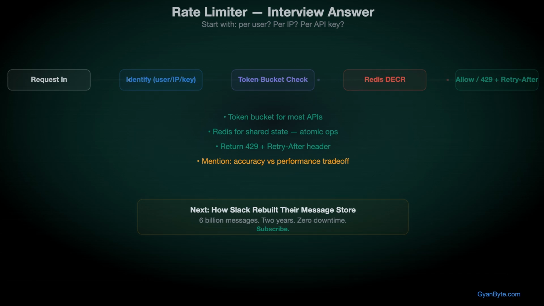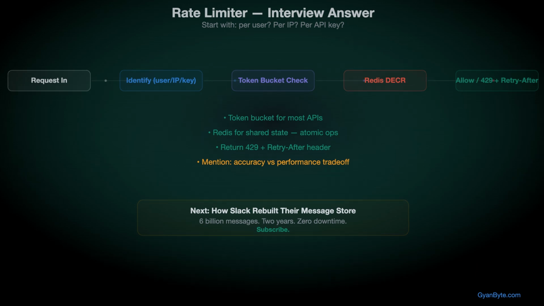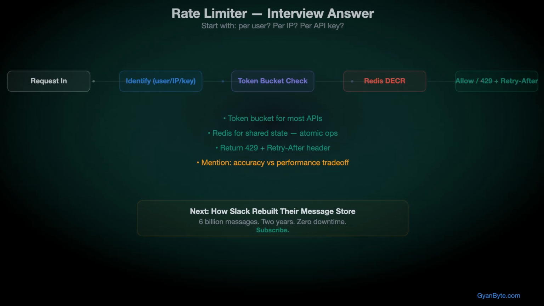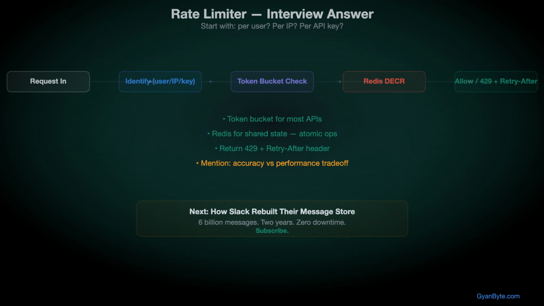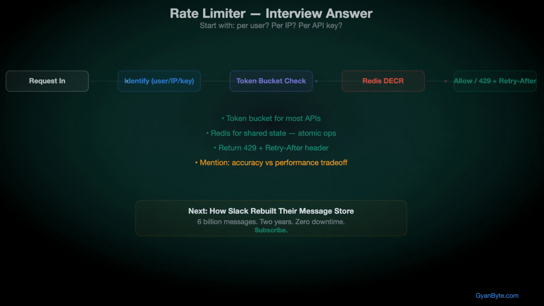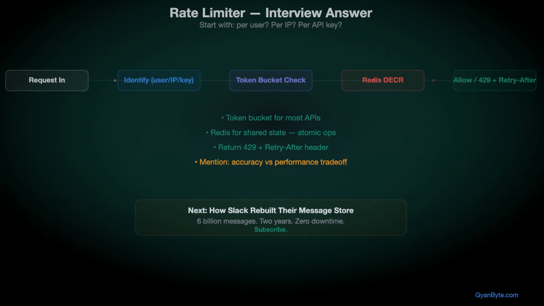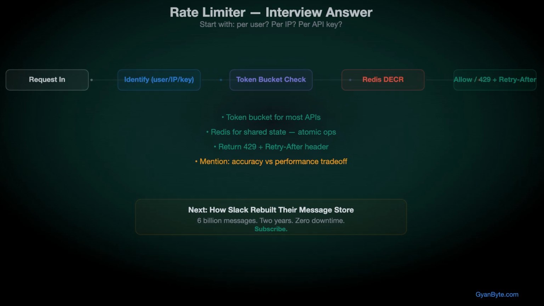Request arrives, you identify the client. Atomic decrement on their token bucket in Redis. Tokens available, pass the request through. Bucket empty, return 429 with a retry-after header telling them exactly when to retry. That header matters. It's the difference between a client that backs off gracefully and a client that hammers you with retries.